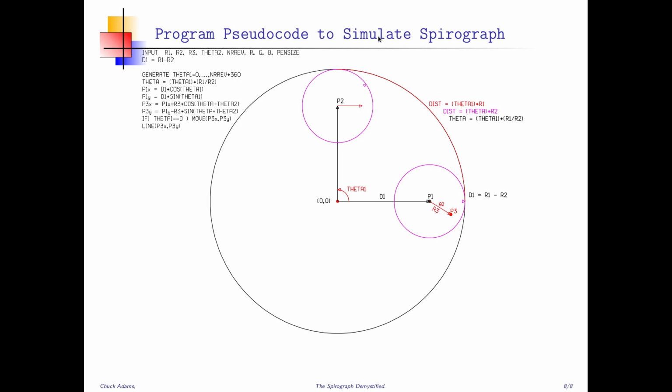Now to write a program to simulate what's going on here, I need to input the following data. R1, the radius of the big disk, or big circle. I need to input the radius of the small disk. I need to input the distance the pin is from the center of this movable disk.